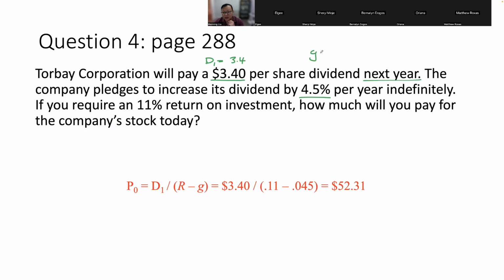The company pledges to increase the dividend by 4.5%, so G equals 0.045. If you require a return of 11%, so R equals 0.11, how much would you pay for the company stock today? So you use P0 equals D1 divided by R minus G. You calculate that the price is $52.31.